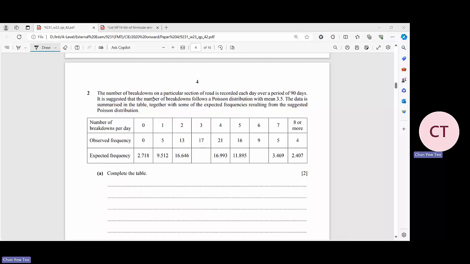For question number 2, the number of breakdowns on a particular section of road is recorded each day over a period of 90 days. It is suggested that the number of breakdowns follows a Poisson distribution with a mean of 3.5. The data is summarized in the table together with some of the expected frequencies resulting from the suggested Poisson distribution. So they want us to complete the table here.